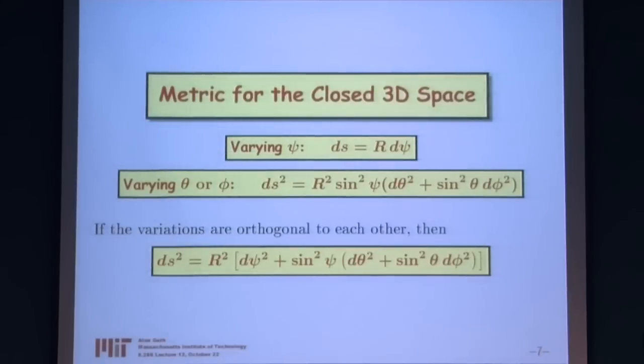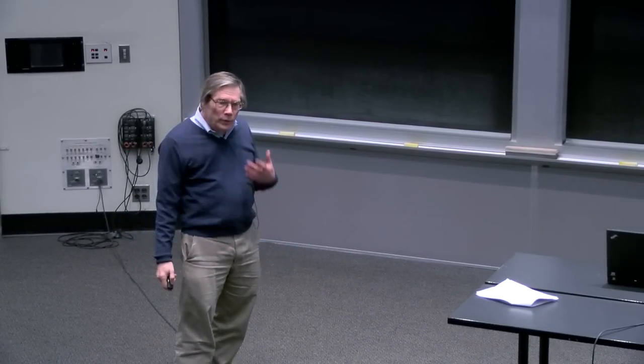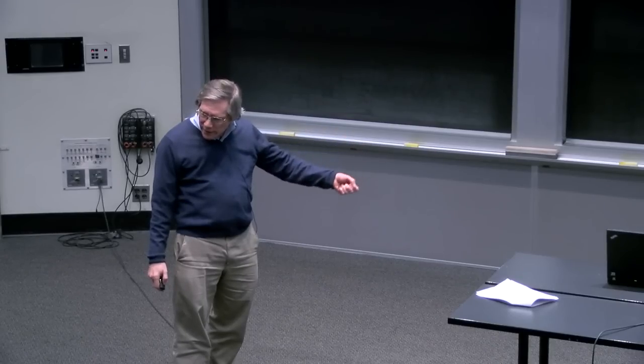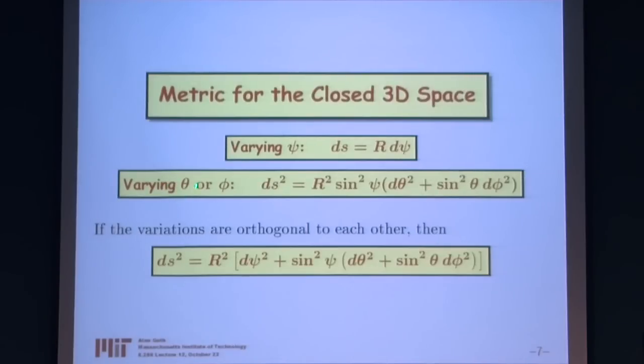OK, now what we want to do is put all this together. If we vary psi, we know that ds is equal to r times d psi. If we just vary theta or phi, it's the same thing we had before. We don't need to rethink it. All we need to do is remember there's an extra factor of sine psi in front of all lengths in the x, y, z subspace. So if we vary theta or phi, ds squared is just equal to what we had before for the metric multiplied by the extra factor of sine squared of psi.